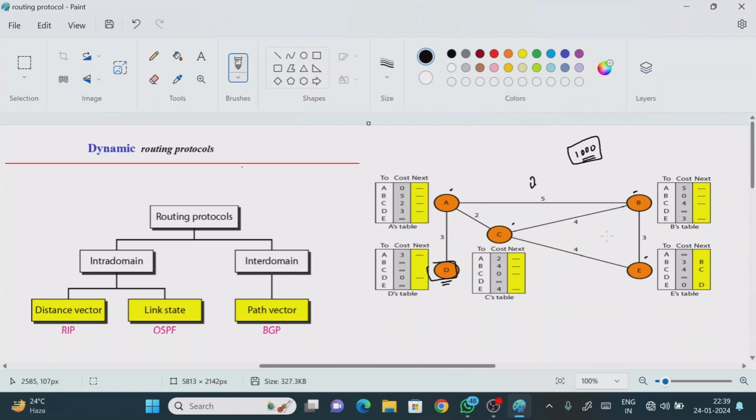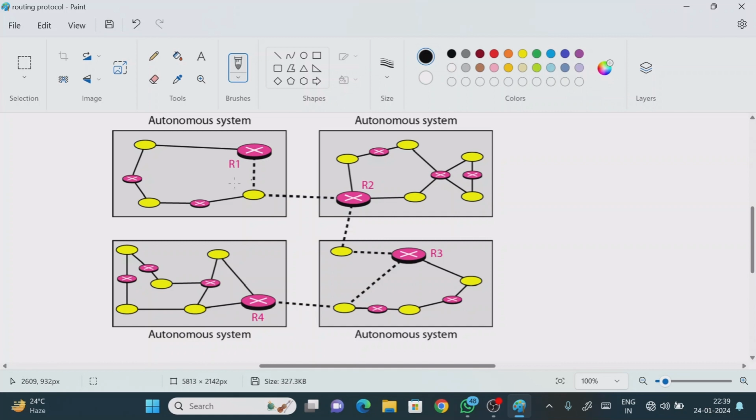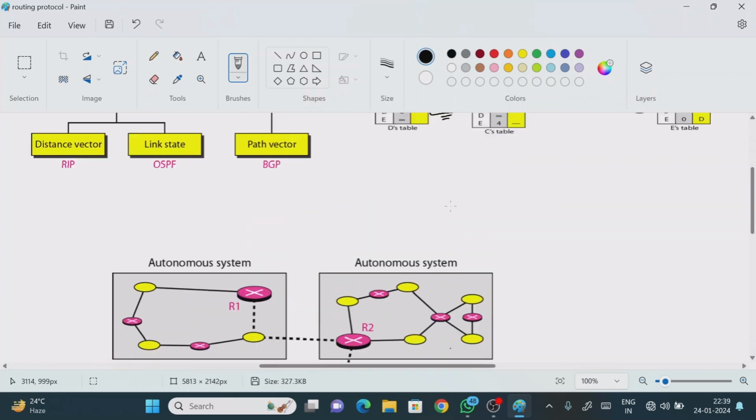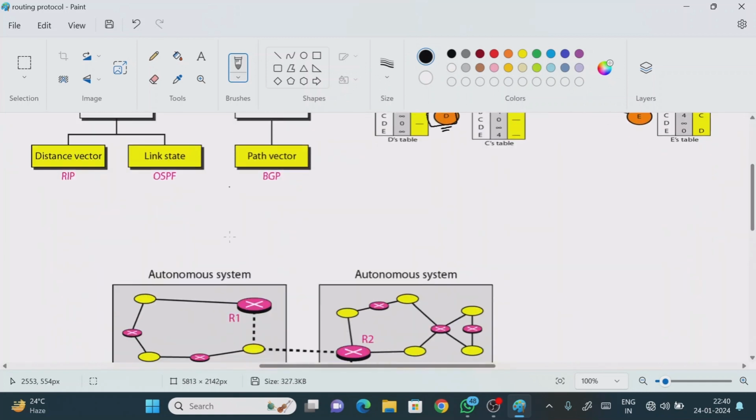So what is the meaning of the first one, intra-domain routing? Here this is the kind of problem we are facing. Instead of considering the entire network, we are going to divide it into multiple autonomous systems. If you observe here, you will understand the total internet we are going to divide into multiple autonomous systems, right? Now, what is the meaning of an intra-domain routing protocol? Routing inside an autonomous system is referred to as the intra-domain routing protocol.